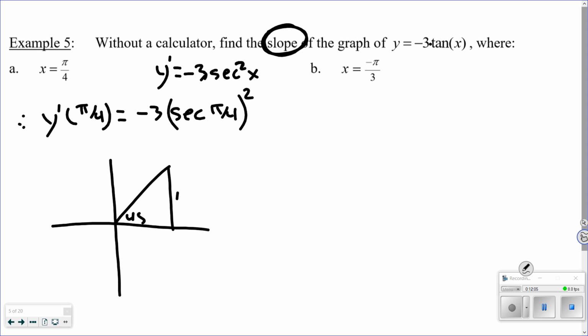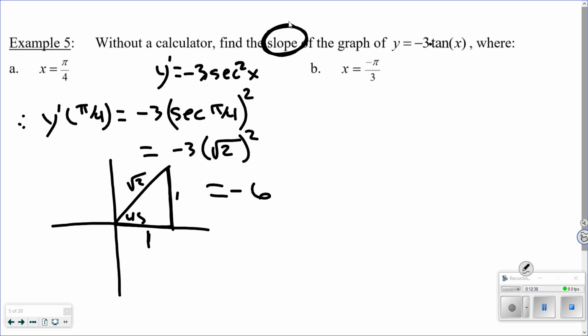I know my sides are 1, 1, square root of 2. It's a +1 because you're going to the right, a +1 because you're going up. I'm going to do cosine. The cosine of pi fourths is adjacent, which is 1, over hypotenuse, which is the square root of 2. So it's 1 over the square root of 2. Secant then has to be the reciprocal. So it's going to end up being -3. Instead of being 1 over the square root of 2, it's going to be the square root of 2 over 1. So just the square root of 2. We can keep going there. Square root of 2 squared is 2, times -3 is -6. There's my slope.